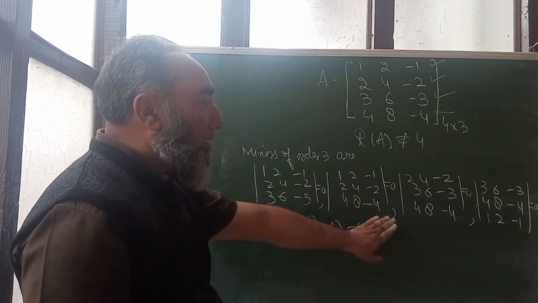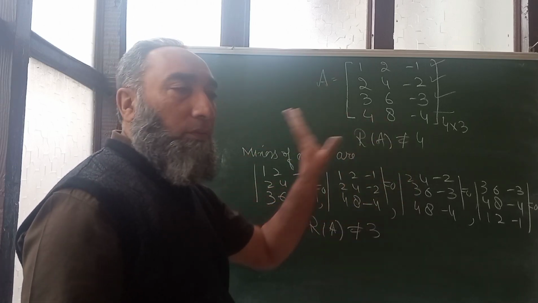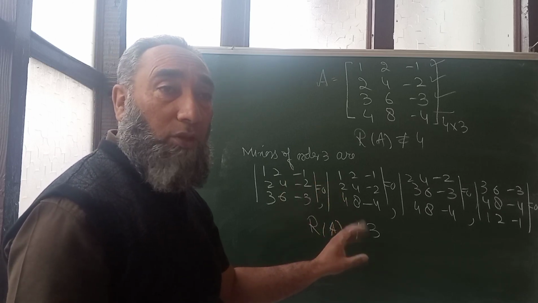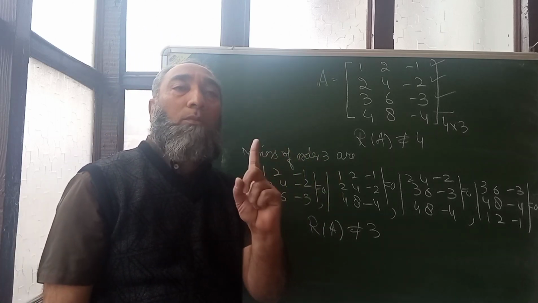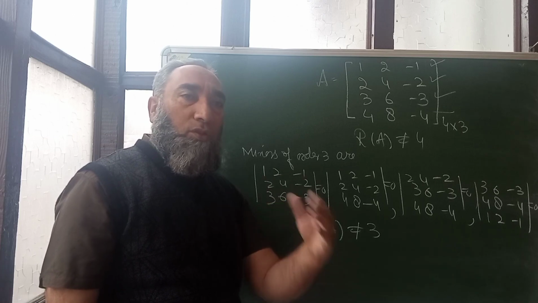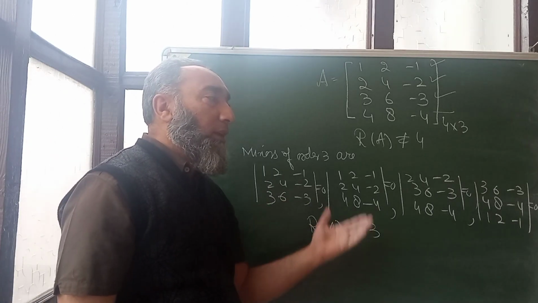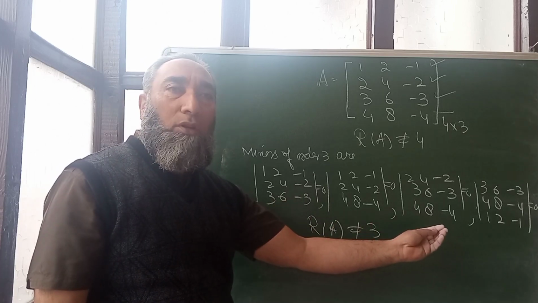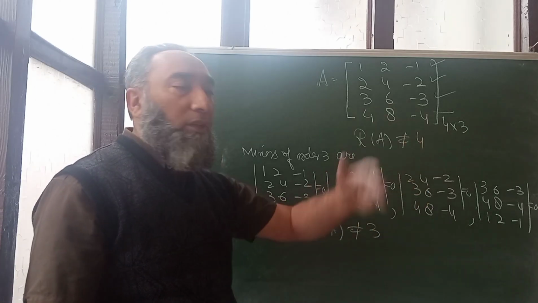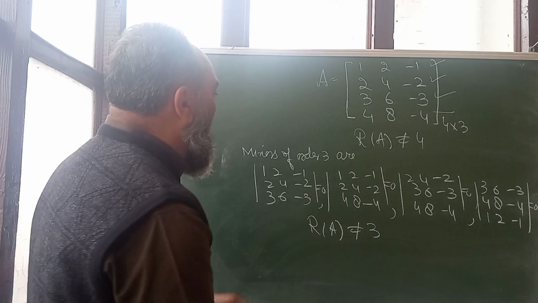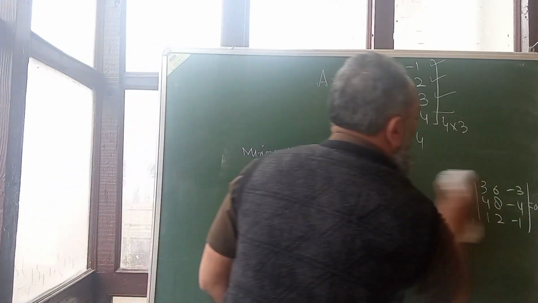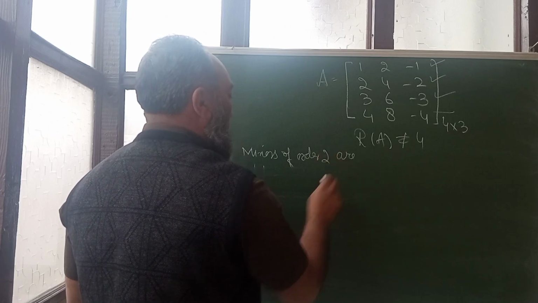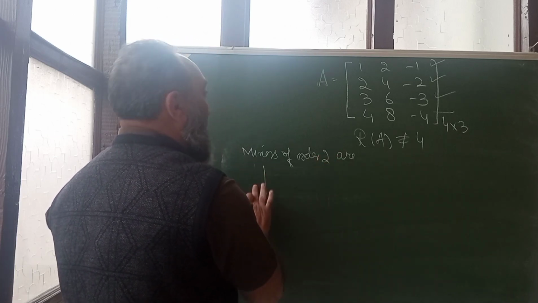Now there are minors of order 3. Every minor of order 3 equals 0. If there would have been at least one minor of order 3 which is not equal to 0, then we would have said that rank of A is 3. But every minor of order 3 is equal to 0. So we have to see whether there is a minor of order 2 now. Now minors of order 2.